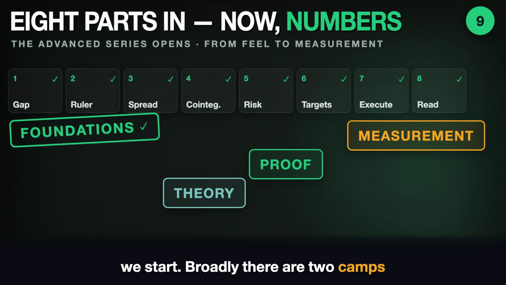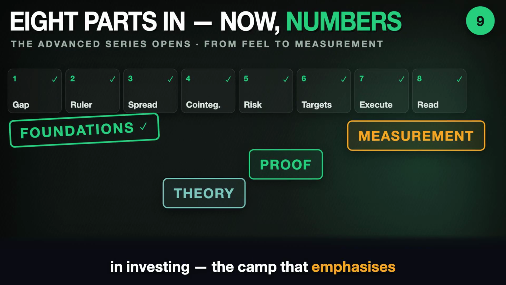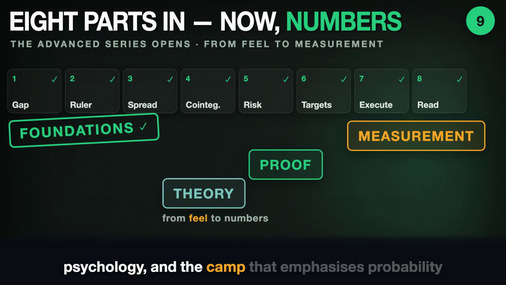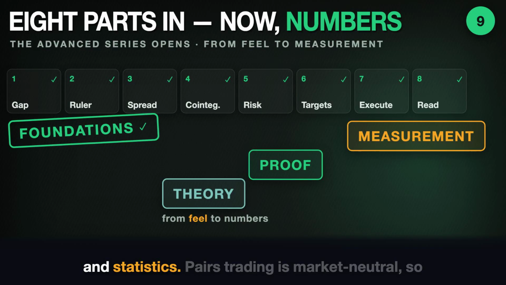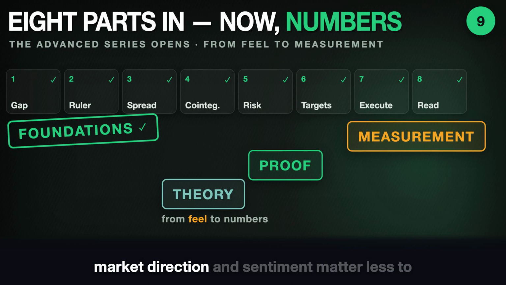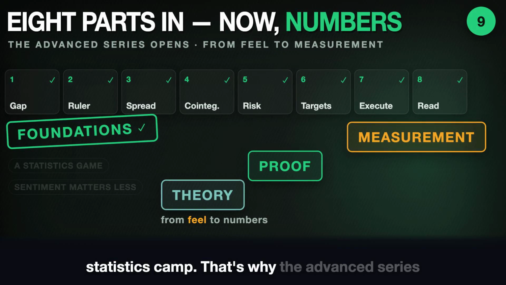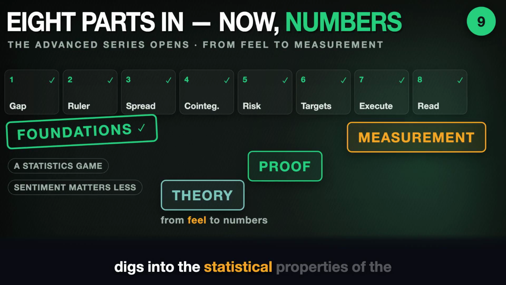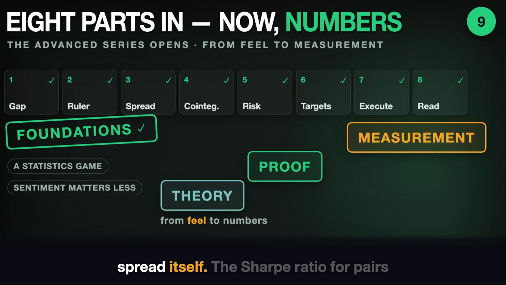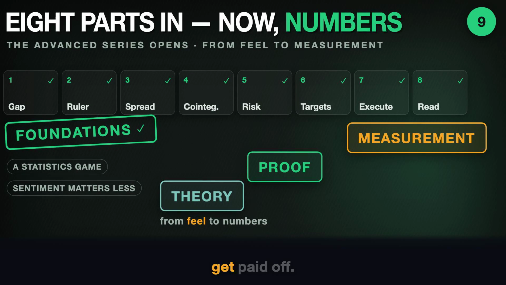Broadly, there are 2 camps in investing. The camp that emphasizes psychology and the camp that emphasizes probability and statistics. Pairs trading is market neutral, so market direction and sentiment matter less to it, which puts it, necessarily, in the statistics camp. That's why the advanced series digs into the statistical properties of the spread itself. The Sharpe ratio for pairs trading is where the first 3 steps get paid off.